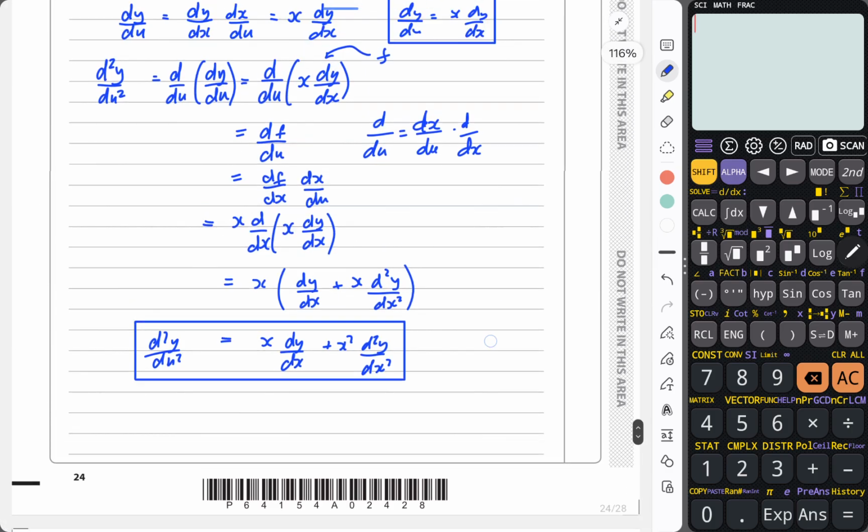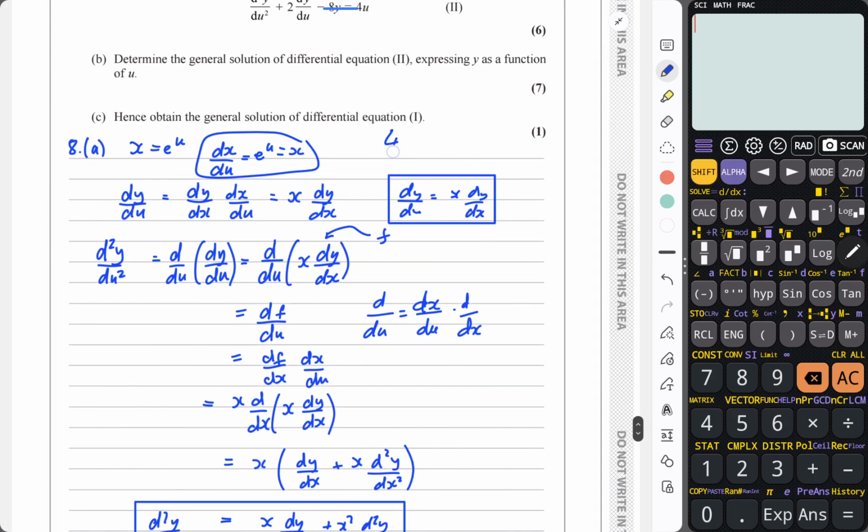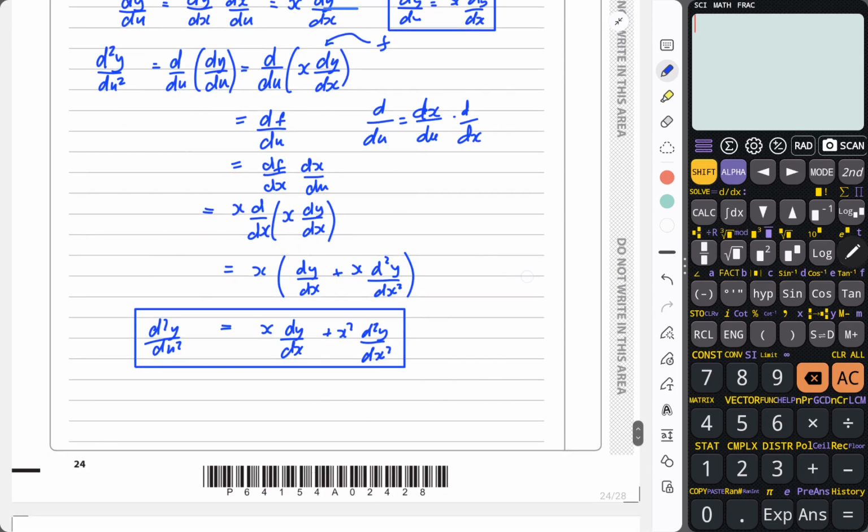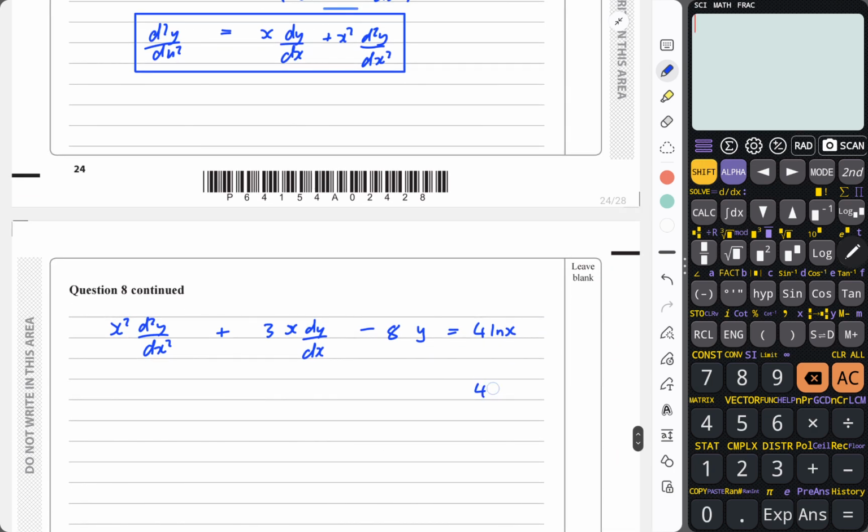So if we do this transformation, it's worth just pointing out what 4 ln x is. Well, 4 ln of e to the u, so that's just going to be 4u. Probably made some sort of pun there.